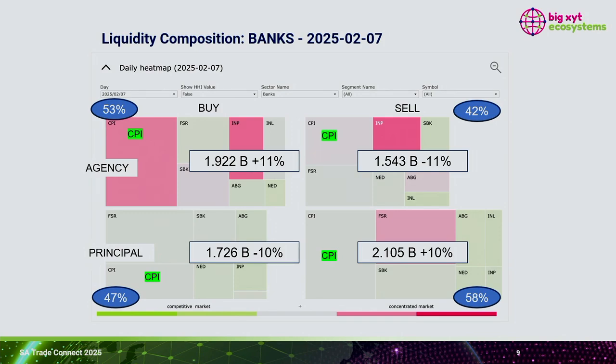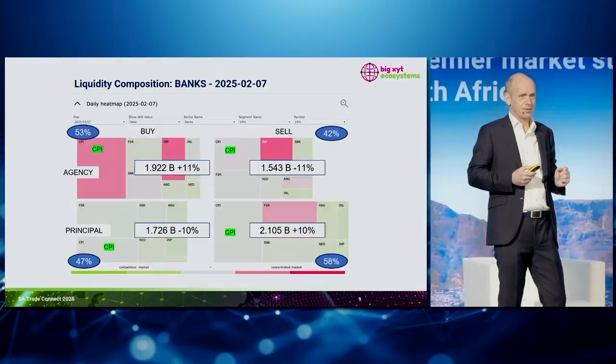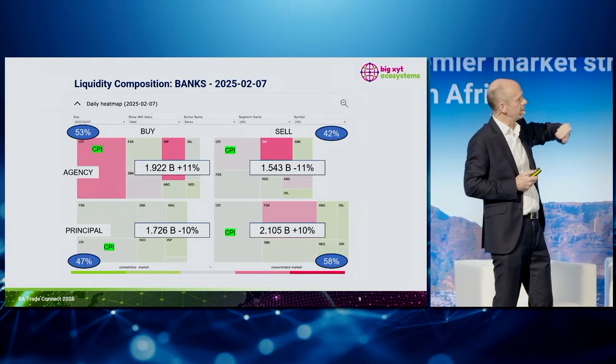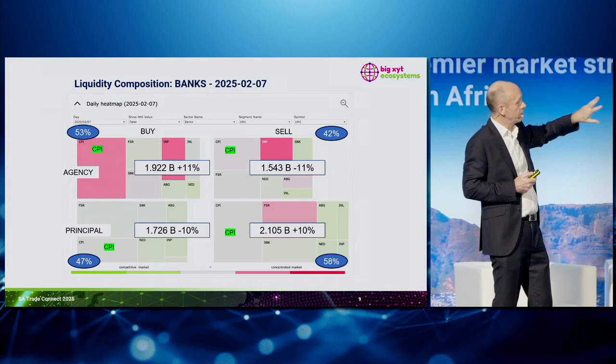CPI, Capitec. So we're looking at the bank sector for the 7th of February. Don't worry about the color. I'm going to come on to the color in a second. I don't know whether that makes you feel more excited or less excited. But look at the size of the block. We can see that on the buy side of the order book, it's driven by CPI.